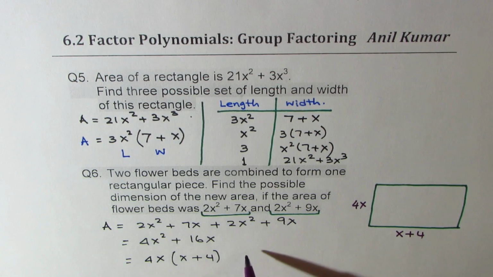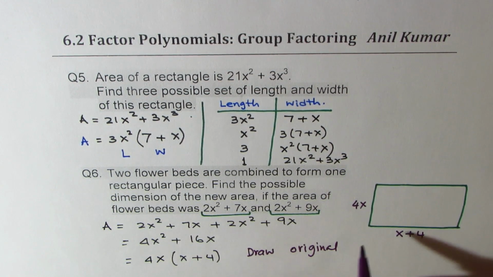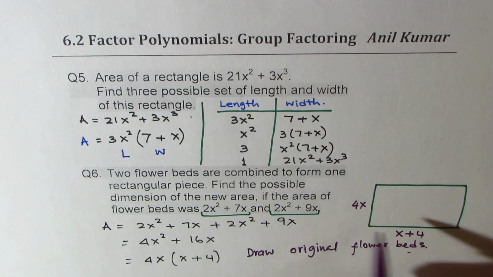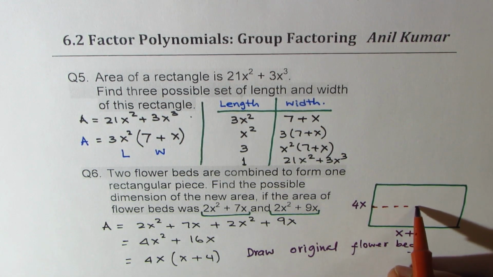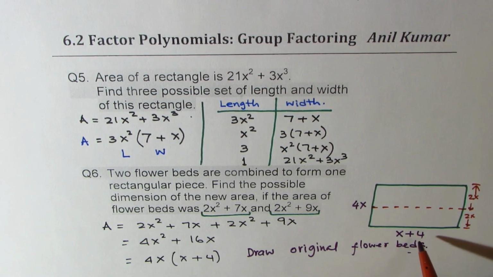Now, let us say I want to draw the original flower beds. We got the combined part. How are you going to do that? So think about it like this. Since we had 2x squared, one side is x, right? So it could be kind of like this. If you divide this, then each is 2x, correct? To get 2x squared plus 4 kind of pieces, right?